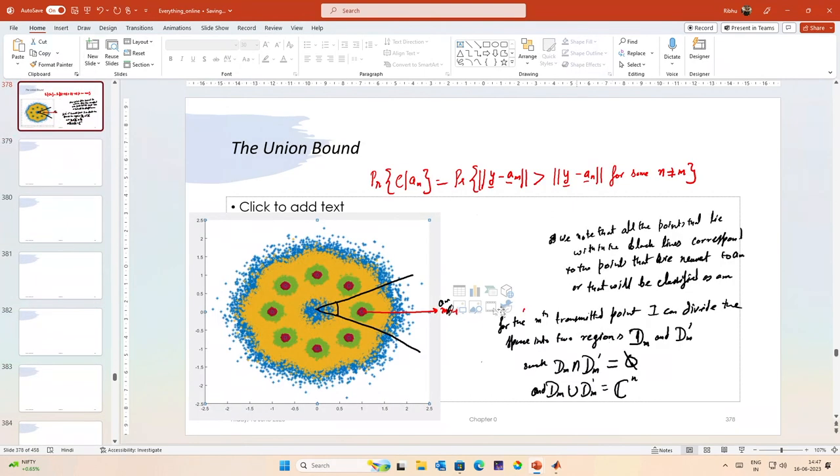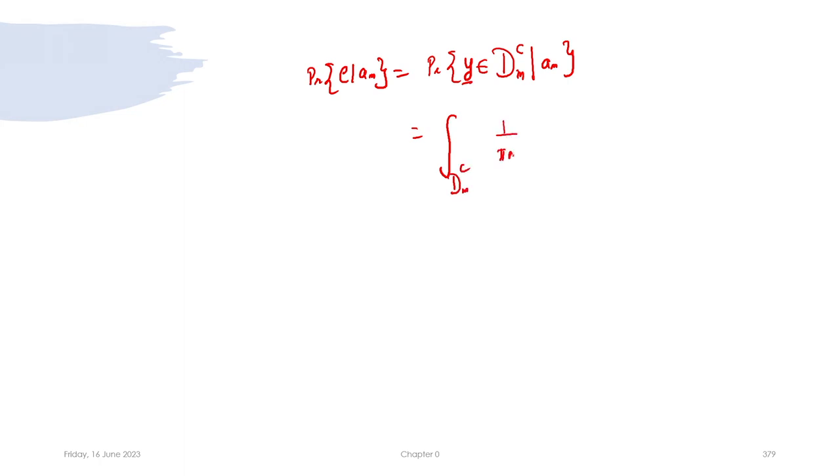Now, keeping this in mind, I can write the probability of error given AM was sent as the probability that Y lies outside the decision region given AM, or this is the integral of 1 over pi N naught to the power n, considering complex vectors or everything to be a complex random variable, e to the power minus the norm squared of Y minus AM over N naught, dY. This vector, this beast, fine. This will be the integral that we want to evaluate.